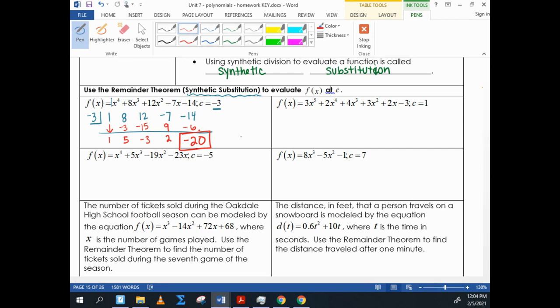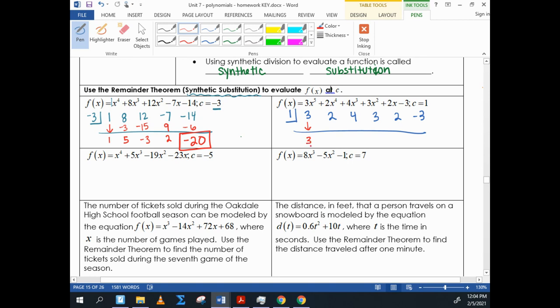All right, let's try this one in my half box. Again, do not change the sign. Oh, we love it when it's a 1. This one's nice and easy. Now we just write down all of our coefficients. We've got a 3, a 2, a 4, a 3, a 2, and a negative 3. Whoops, where did my 3 go? Right there, negative 3. All right, again, we're just looking for that remainder.